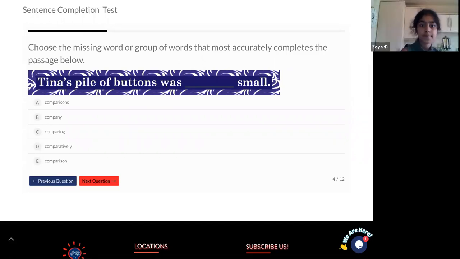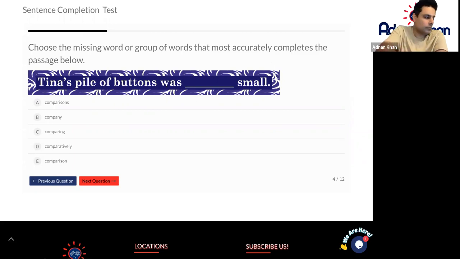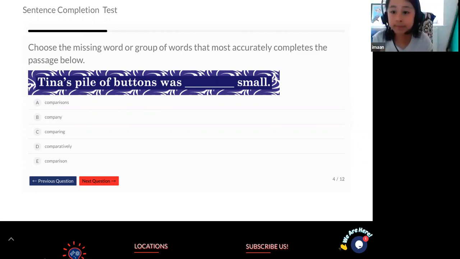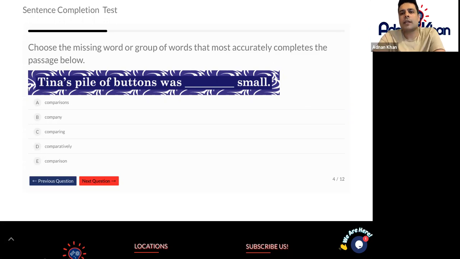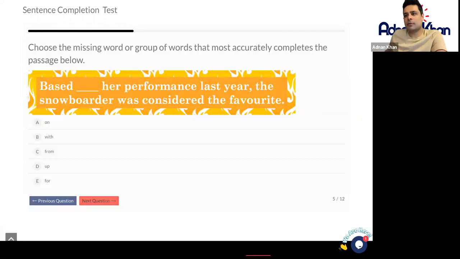Okay, let's go to Iman for this one. Tina's pile of buttons was something small. I think it was D. Okay, so Tina's pile of buttons was comparatively small. Makes good sense. Comparatively means in comparison. So well done. Thank you very much, Iman. Let's have a look at another one.